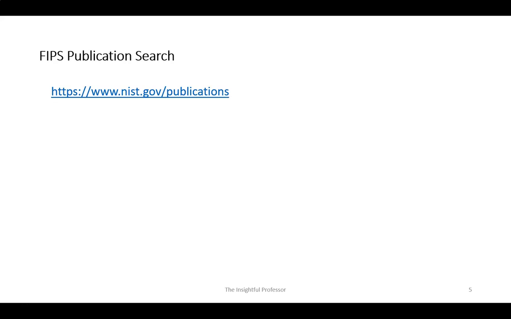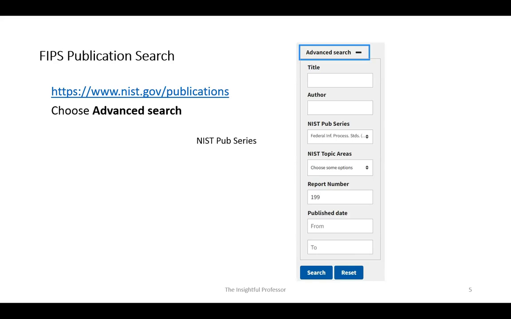After entering the URL as shown here, we choose the advanced search option, enter NIST Pub Series, and we're putting FIPS in there. Select the report number, and we've provided 199. Click the search button, and you should find the document. And you should be able to access and download that for viewing.